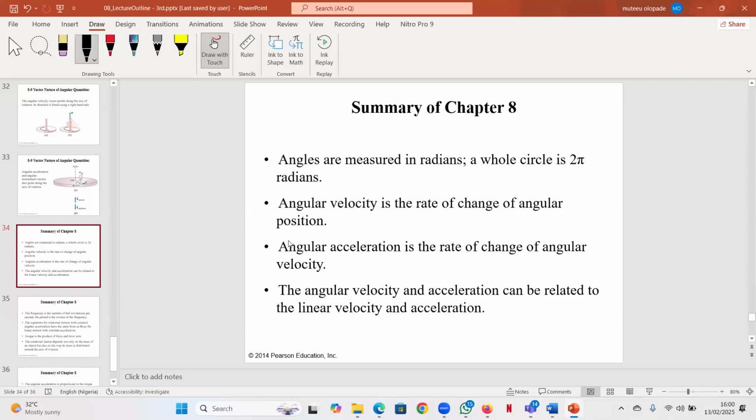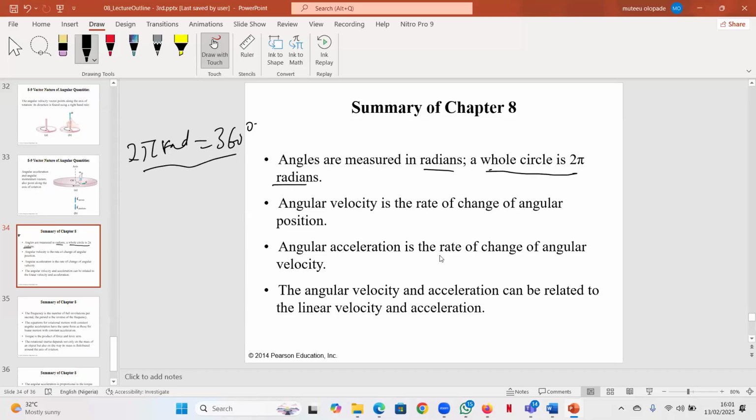So in summary, angles are measured in what? They are measured in radians. So a whole circle is equal to what? 2 pi radians. And that was why I said 2 pi radians is equal to what? 360 degrees. So if you have anything in radians and you have to convert, it's easier for you to convert.